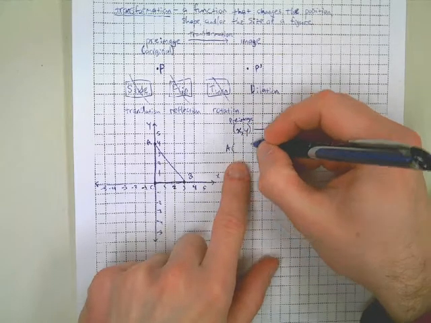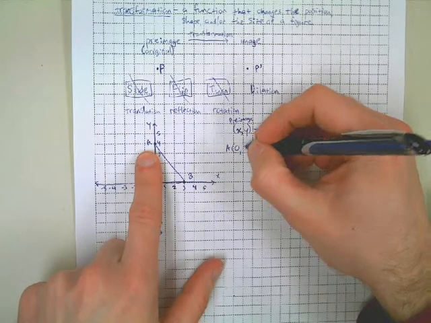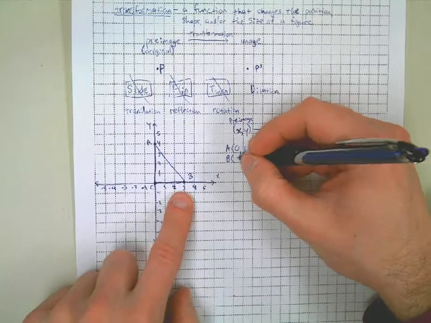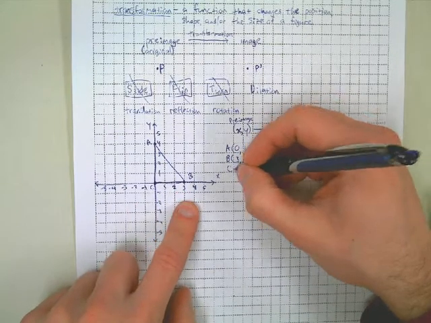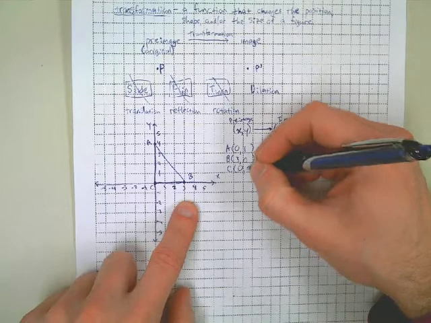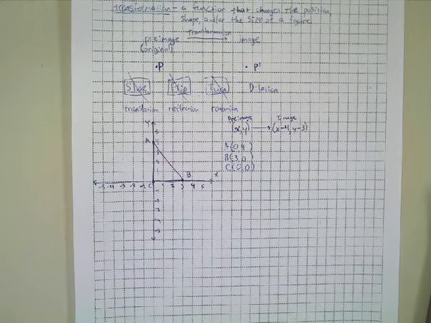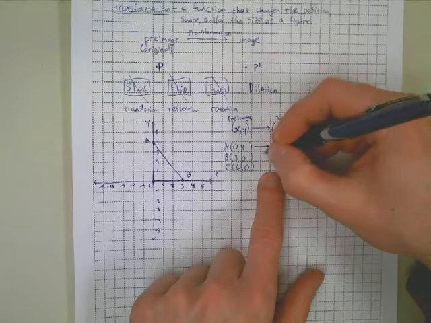So A's coordinates are 0, 4. B has coordinates 3, 0. And C has coordinates 0, 0. Okay, so those are the coordinates. And then we're going to transform those.